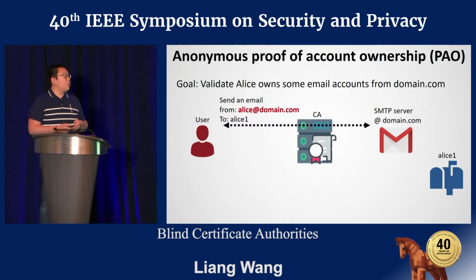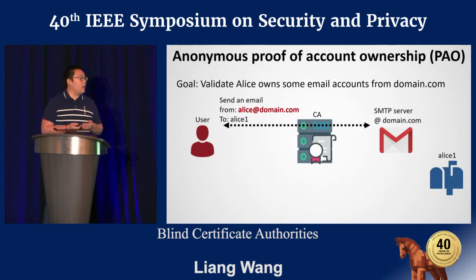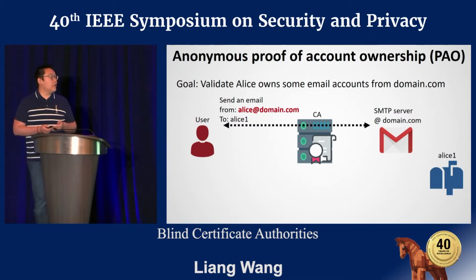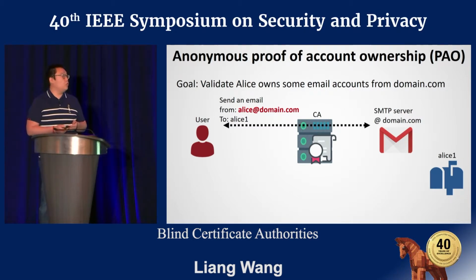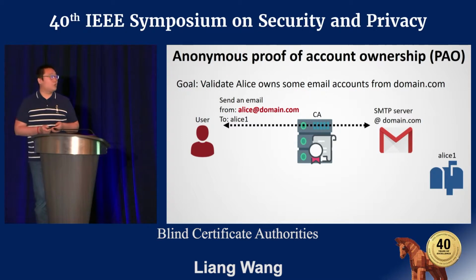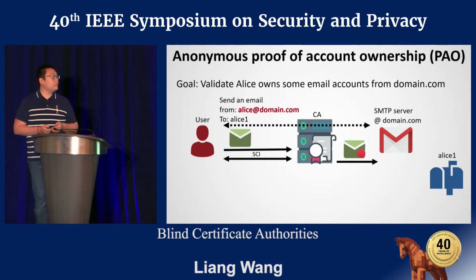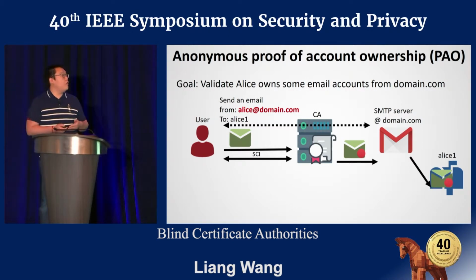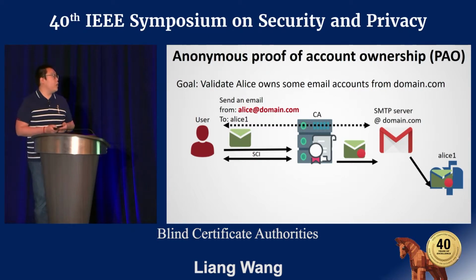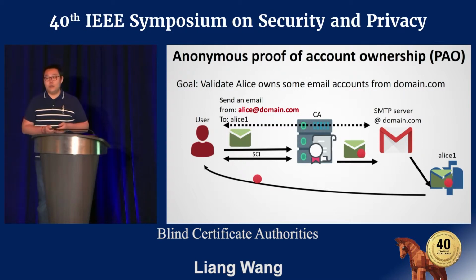And the user logs into her email account, and sends an email from her account to some mailbox that she has access to. And when the email goes through, the CA runs a secure channel injection with the user to inject the challenge into the email. And this email will be forwarded by the SMTP server to the mailbox specified in the email. And later, the user can access this mailbox to get the challenge and give it to the CA to complete the verification.